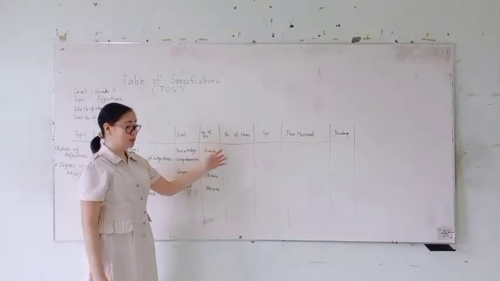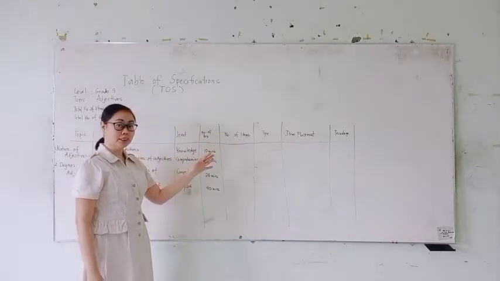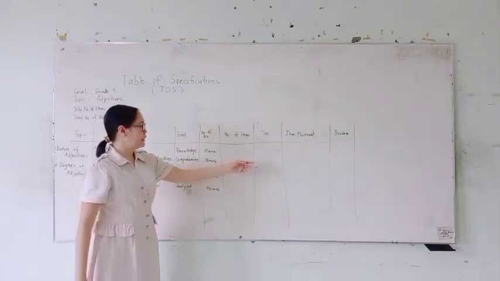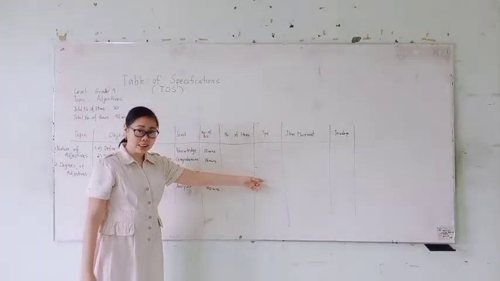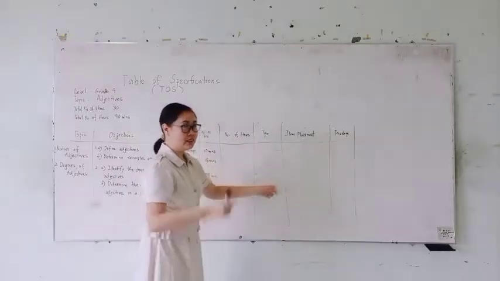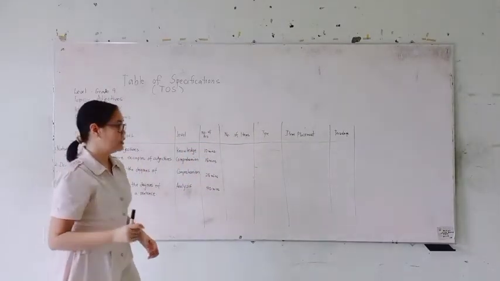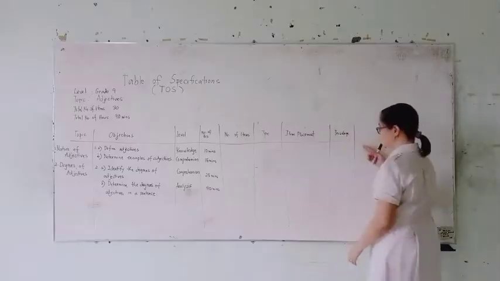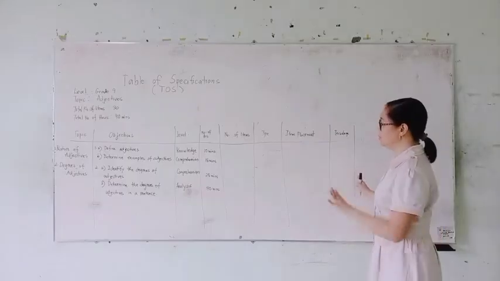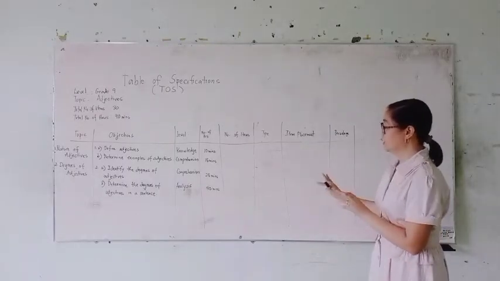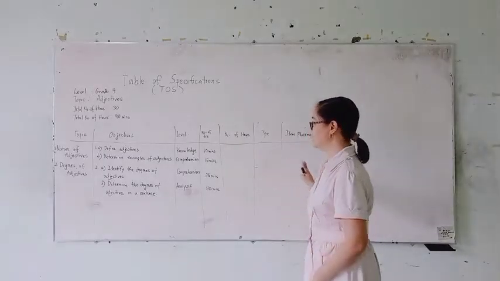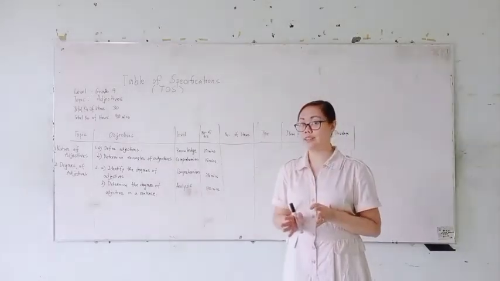And then, we are going to compute for the number of items in every objective, not in every topic, but in every objective. And then, the type of test that we are going to construct. And then, the item placement, saan natin ilalagay yung item na yon. And then, lastly, the percentage of the item composition. So, meaning, meron tayong gagamitin na formula later on. So, before tayo mag-proceed in filling up the tables, i-discuss lang natin siya isa-isa.